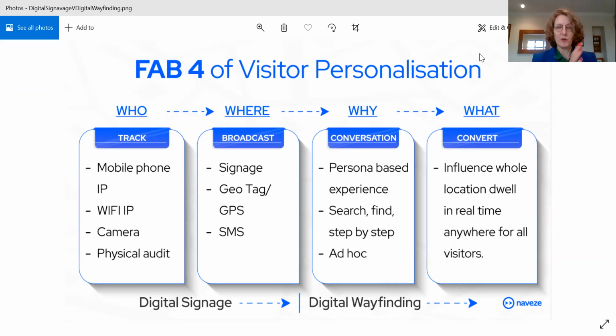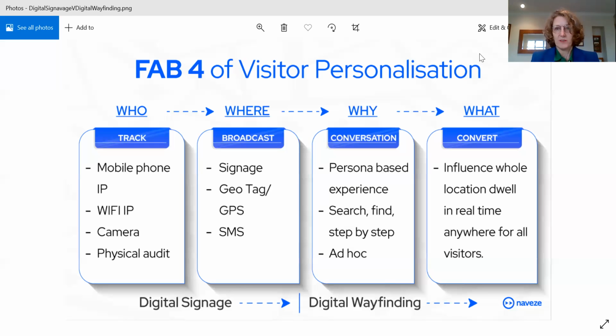So the next step, once you know who your visitors are, where they want to go, you then have a conversation with them about why. So that is around understanding what that visitor persona wants to do at your site. So what's the experience that you're hoping to get that persona to engage in at your premises? So a really good way to engage with people doing that is those static digital signs you find in shopping centres, and that helps them search and find where they want to go.